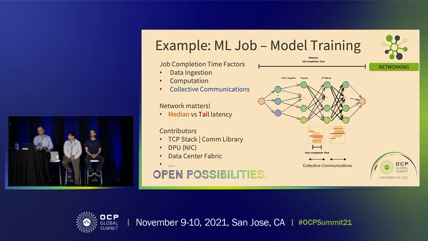And if you want to improve the communication time, there are multiple contributors to things like tail latency that impact that the most, which is the TCP stack you have in the kernel or the specialized communication library you're using. Might be the NIC, the driver for the NIC, or DPU, the data center fabric, its topology, how the nodes of the cluster are connected to the topology, and so on. So these are the areas you would have to experiment with.